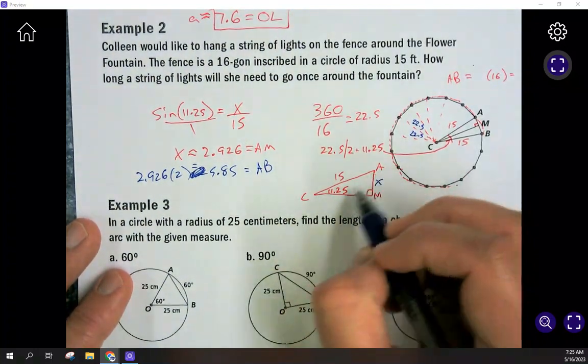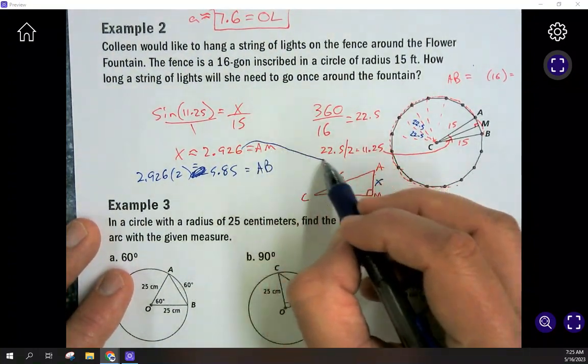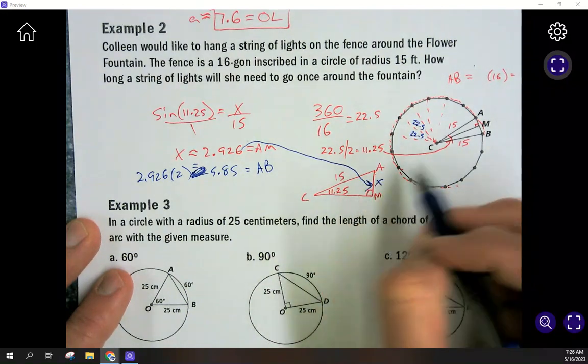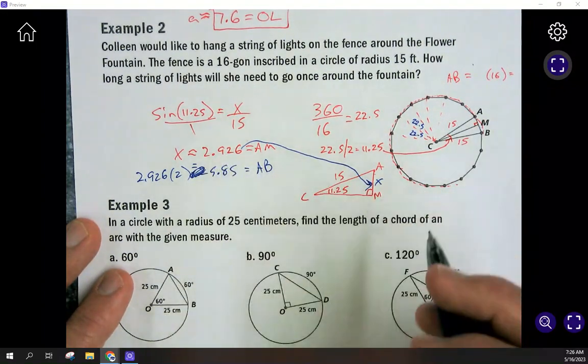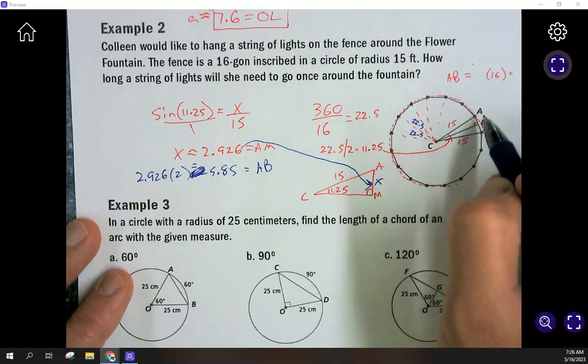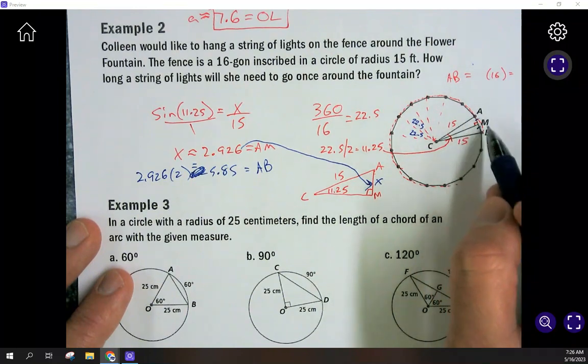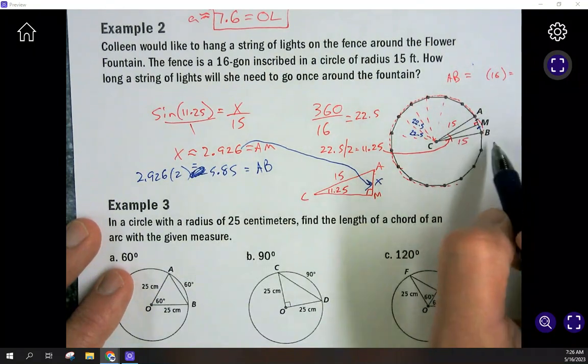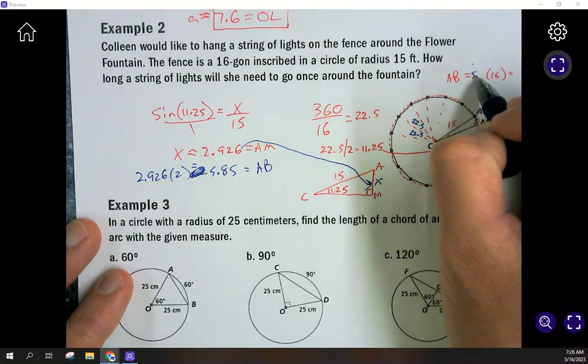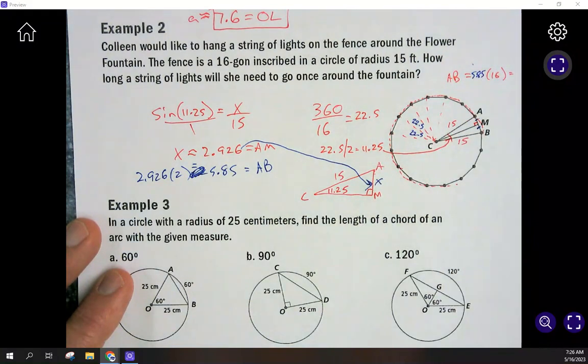So I used this little triangle to find out that this piece from A to M was about 2.926. I doubled it because I know that this is an isosceles triangle and AB is being bisected by the height. So I double it. That entire length right there is about 5.85. And now I'm going to times that by 16.